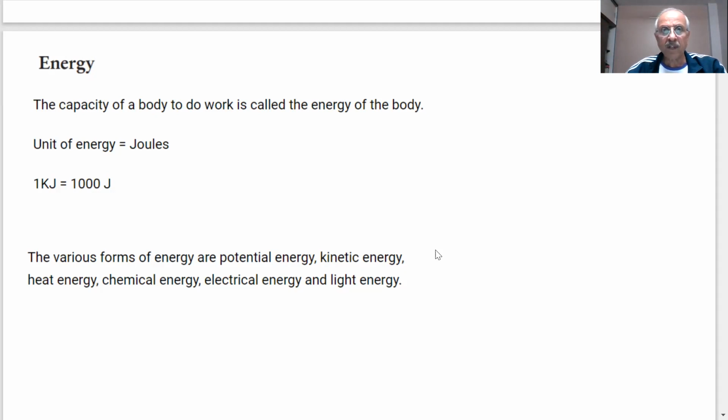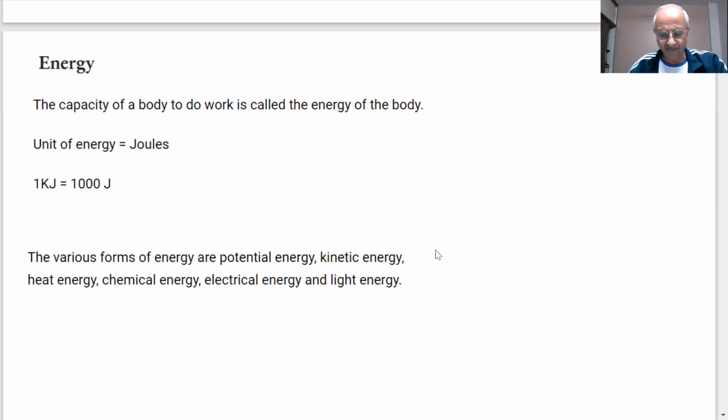In other words, the capacity of a body to do work is called the energy of the body. Everybody has got some energy, from eating food and so on. Athletes need more energy because they have to do more work. When they are running, they will be doing work. So energy and work are like brothers and sisters. They are related to each other. Without energy, I cannot do work. And if I do work, there will be change in energy.